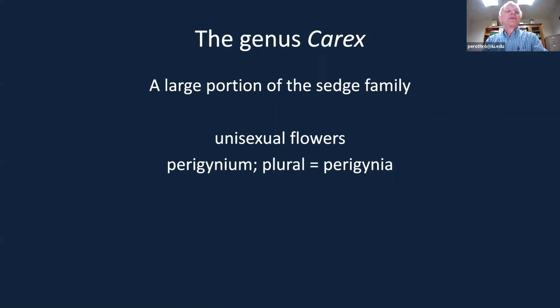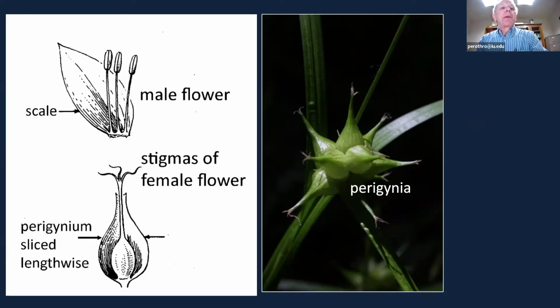First off, though, we need to think about what traits do members of the Carex clan all share in common. Well, first, all bear separate male versus female flowers, unisexual flowers. Most of the sedge family has bisexual flowers. The second trait is the presence of perigynia.